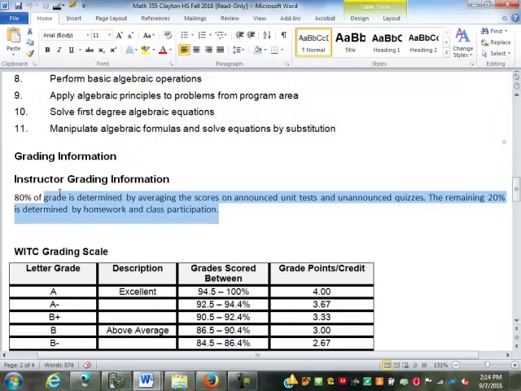Grading. This is my standard grading statement. We have to modify it just a little bit because of the distance. 80% of your grade is determined by unit tests and unannounced quizzes. Now we're fractionalizing this course. We're splitting it up, so we're spreading it out over 2 semesters. So during this semester in the fall here, we're only going to do the first 2 units of the course. So there'll be 2 unit tests. One is going to be arithmetic and the other one's going to be algebra.